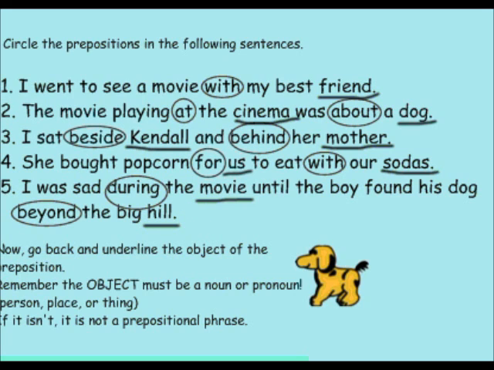Okay, so I hope now you understand prepositions. Remember, it shows position in space or time. And always remember the sentence, the bunny jumped blank the movie. It should help you find those prepositions pretty easily.